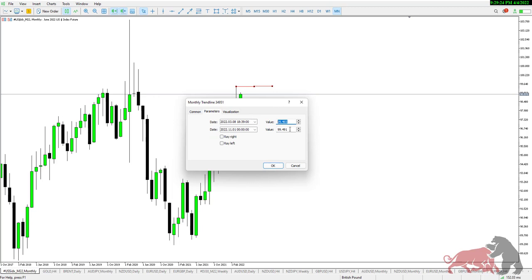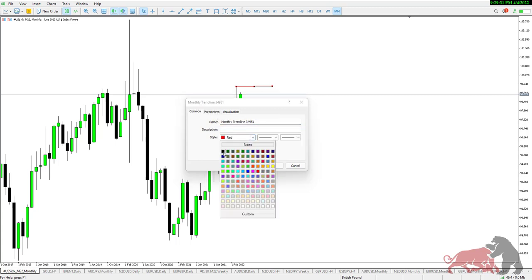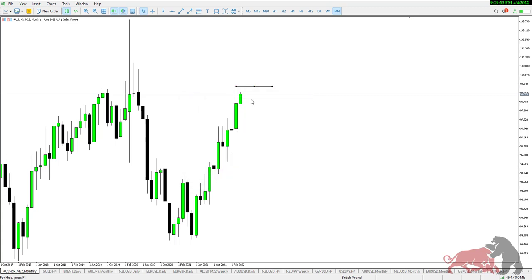The reason why I'm saying that's the draw on liquidity is because there are buy stops above that price point. We have buy stops residing above 99.5, 99.456, if I'm not mistaken. So it's 99.46. That's our draw on liquidity.